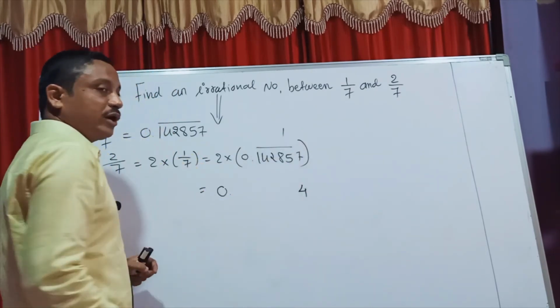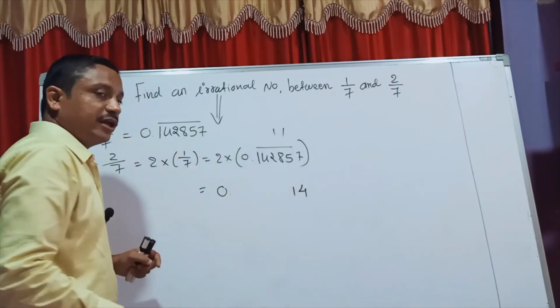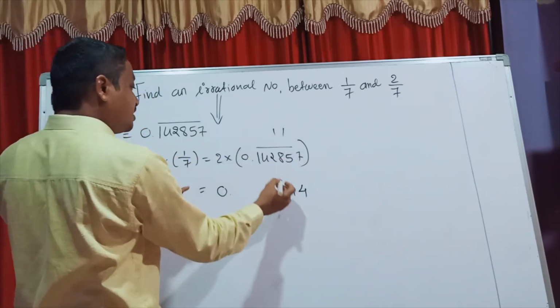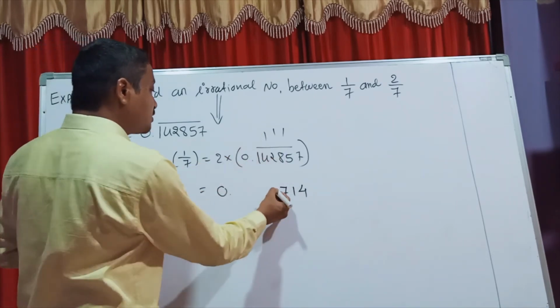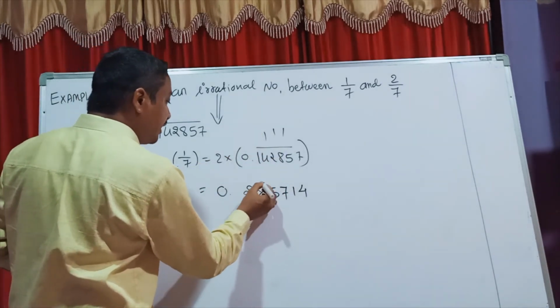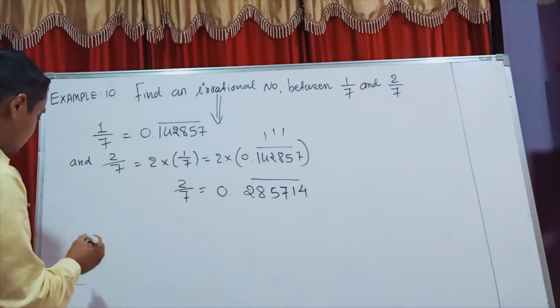7 2s are 14, 1 carry. 5 2s are 10 plus 1 11, 1 carry. 8 2s are 16 plus 1 17, 1 carry. 2 2s are 4 plus 1 5, and 14 2s are 28. This value, it is called your 2 by 7.